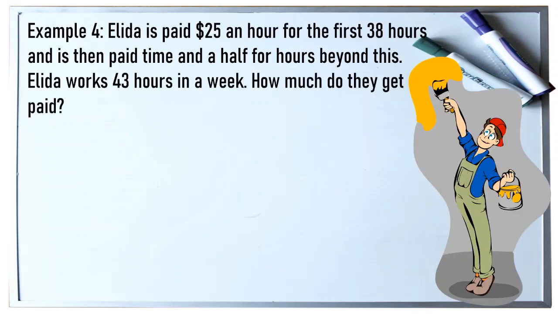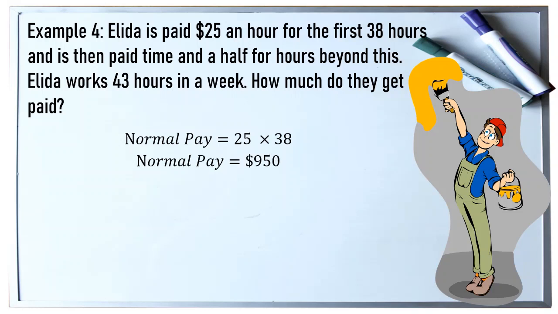Alida is paid $25 an hour for the first 38 hours and then is paid time and a half for the hours beyond this. Alida works 43 hours in a week. How much do they get paid? Well, their normal pay is the $25 an hour times the first 38 hours. That gives us a total of $950.